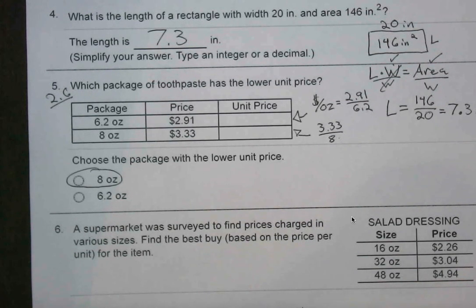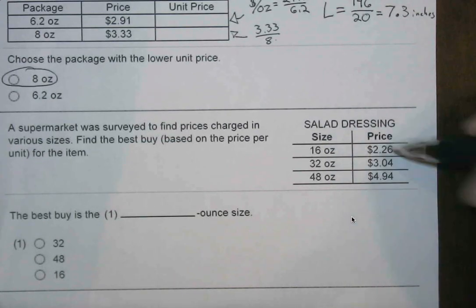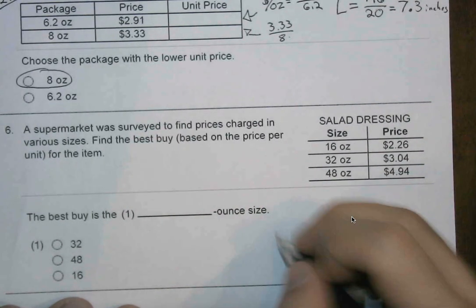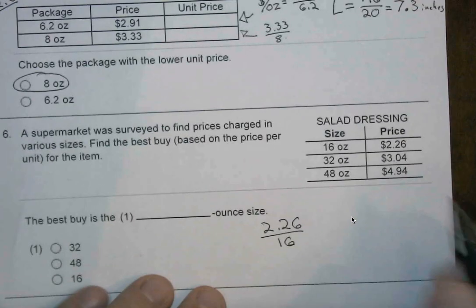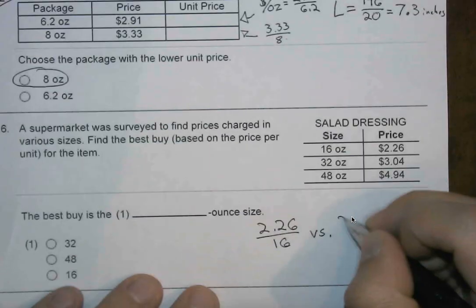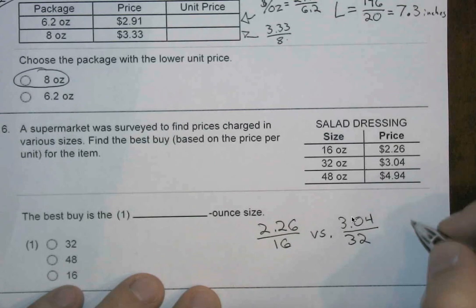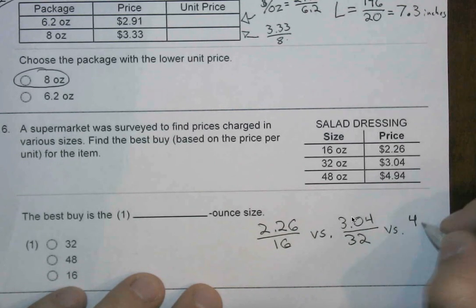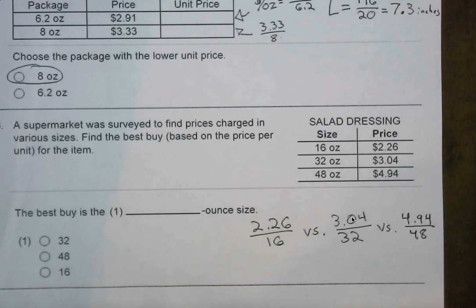In this case, setting up 3 individual ratios, the supermarket's surveying to find the best prices, charging for various sizes, find the best price. So you have these sizes, these prices, same song and dance. You're comparing the individual price over the rest of it, so 2.26. And you're comparing here, so you want to see which one's the least, which one's the best to buy. And you're comparing all of these, $4.94 over 48. Setting up the ratios here is going to be make or break.